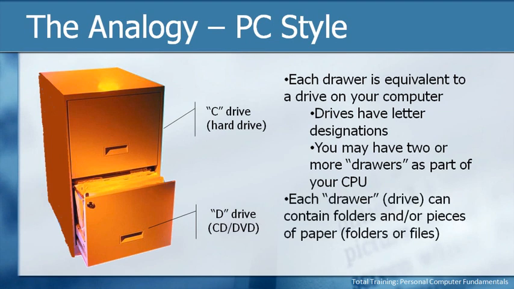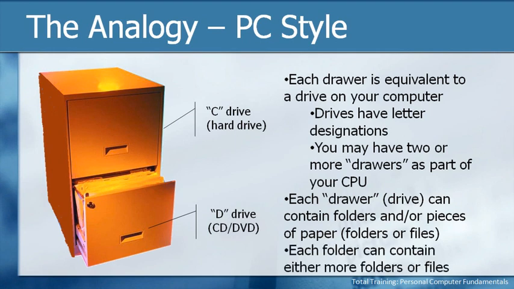When we have a drive, or in this case, the analogy of a drawer, each drawer or drive can contain only two different things. It can either contain folders or pieces of paper in the real world, and on the computer, it can contain folders or files. That's important to remember, because if we keep it simple, remember the KISS principle, keep it simple, sweetie, we only have to worry about two things at a time. Does my particular drawer or my particular drive contain folders and or files? But a folder can also contain either more folders or files.